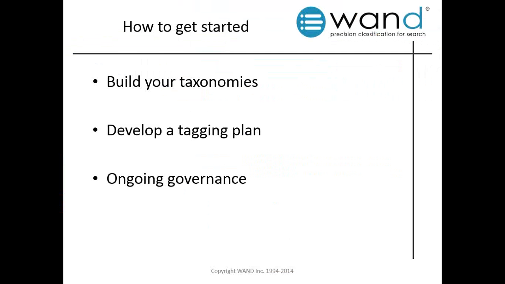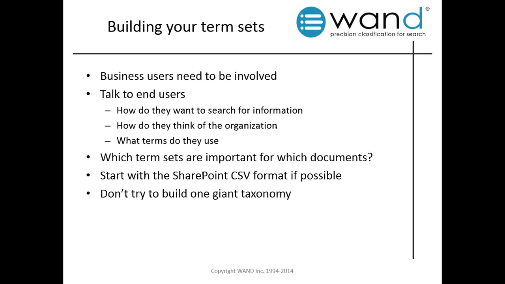So to wrap up, there's 3 things you need to think about. How do you get started? And there's 3 things. 1, you need to build your taxonomies. Develop a tagging plan, and then your ongoing governance so that it continues to work going forward. So some advice for building your term sets.